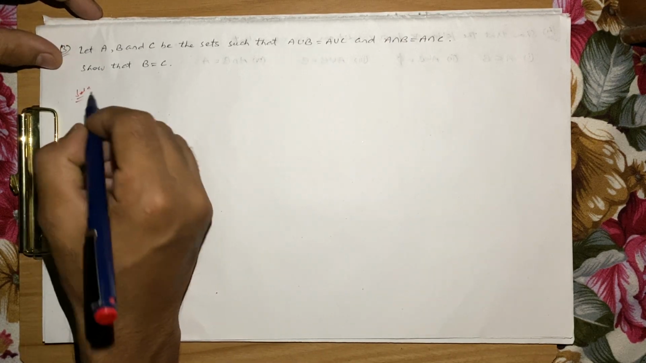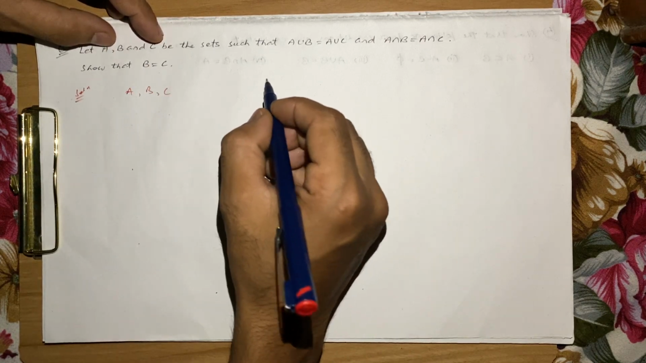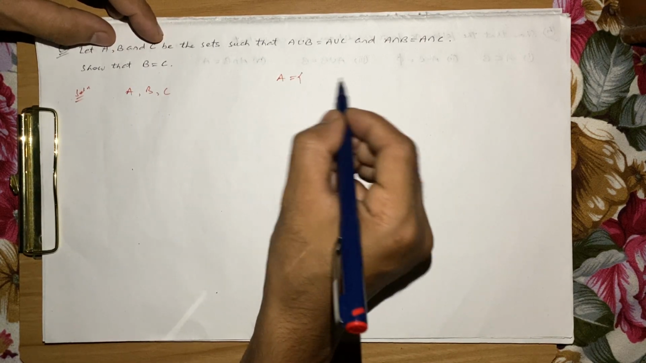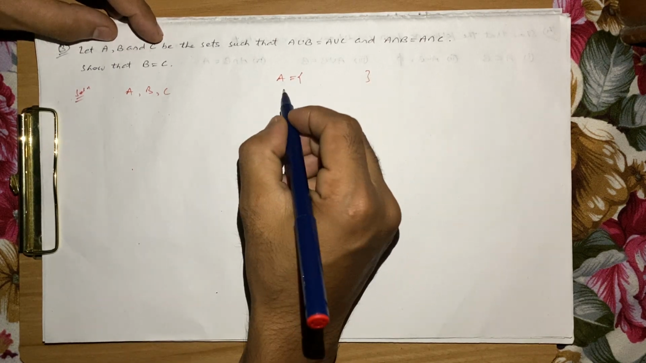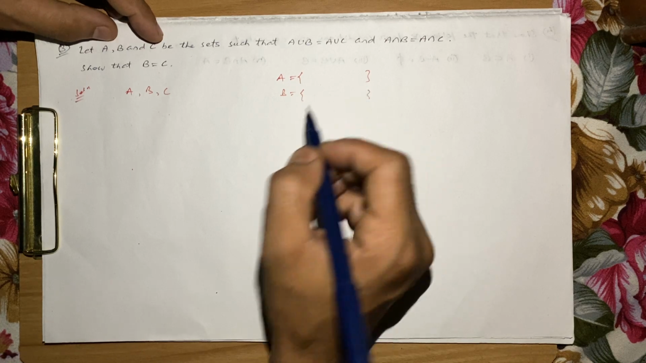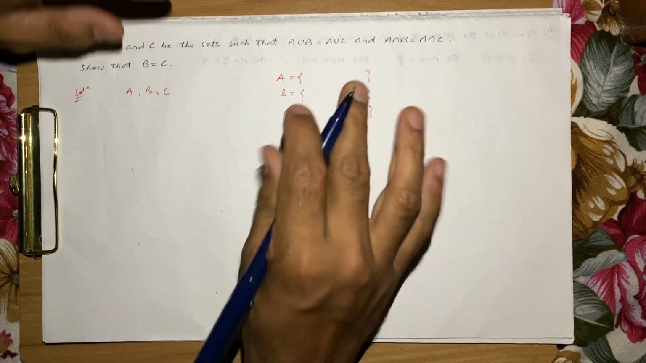So there are three sets, A, B and C. We don't know what the sets are. A can have a lot of elements separated by a comma. This is in the roster form. B can be something like this, with a lot of elements in it, and C can be a set with a lot of elements. We don't care about that.